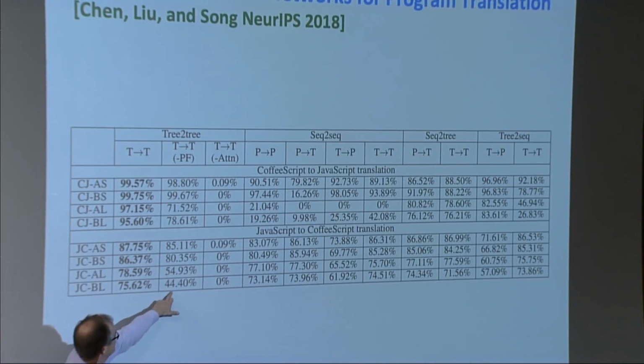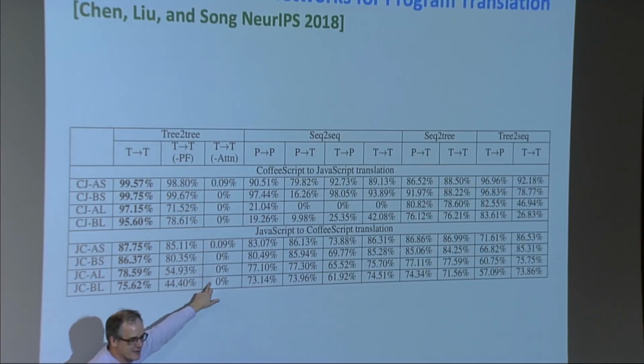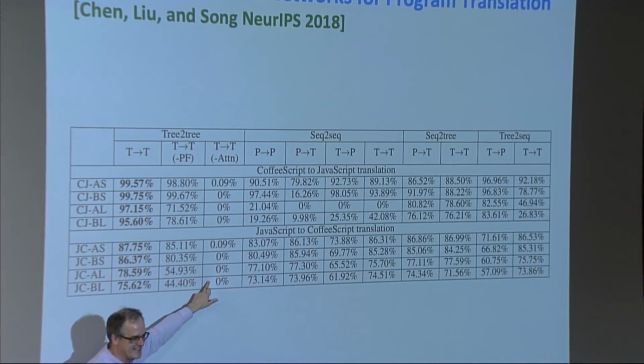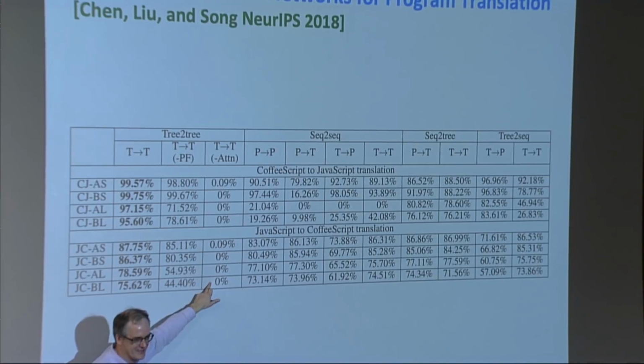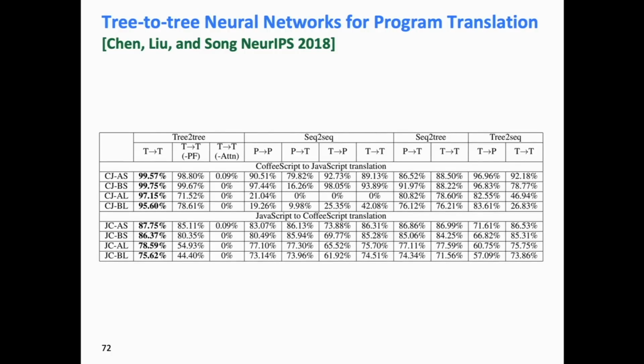And indeed, what these results show is that if you don't have the attention operation, it doesn't work at all. It's too difficult to get things done if you're just trying to create a single tree representation and then generate the translation from that. But if you can do it by putting attention into the different nodes, that's great.